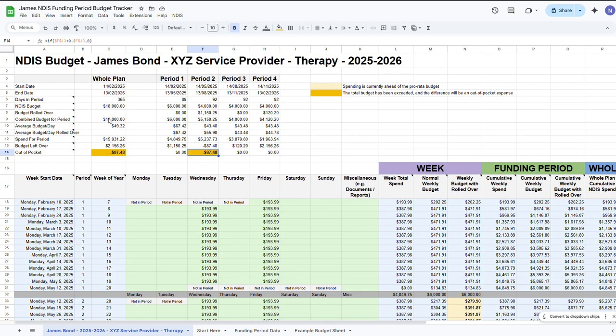So my overall plan was $18,000 budget. I spent $15,931. I had left over $2,156, but I still had to pay $87.48 out of my own pocket, even though for the entire plan I had money left over. I still have to pay that amount out of pocket, and that's just simply the way the rules work.